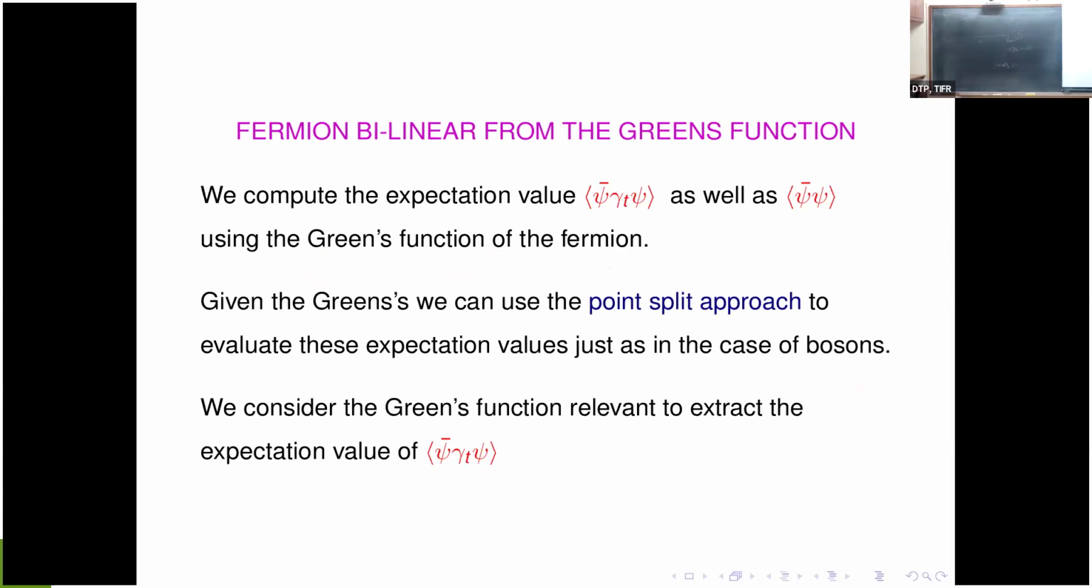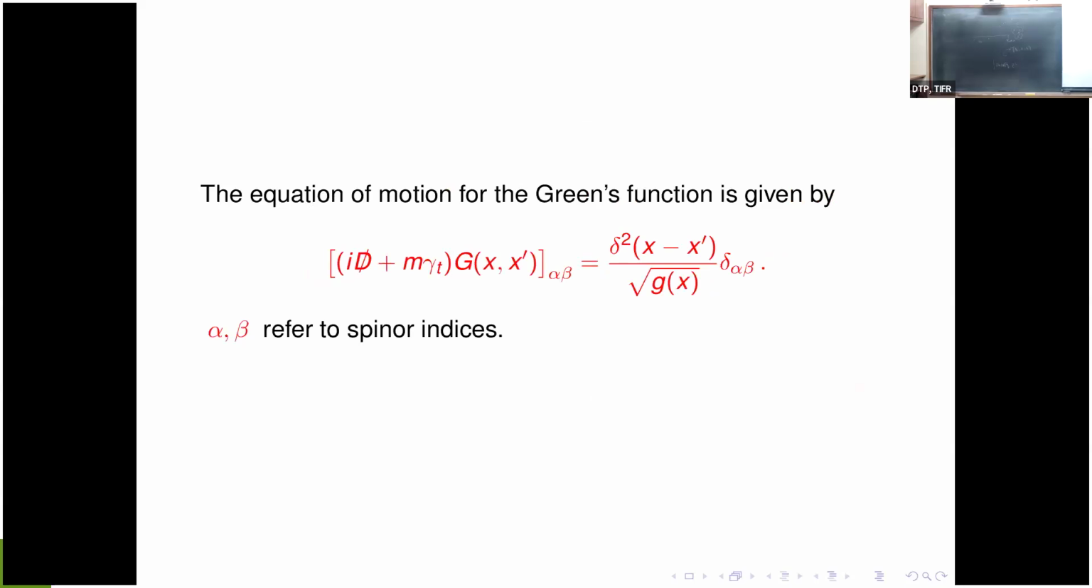So again, you can do a similar thing for the fermion bilinear, and surprisingly, the fermion Green's functions are not seen very much in the literature in AdS. We take the one with the gamma t, because that connects with supersymmetric theories.